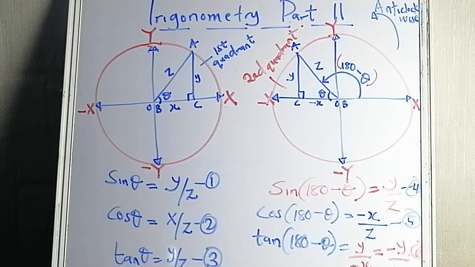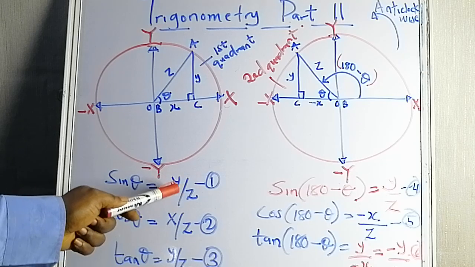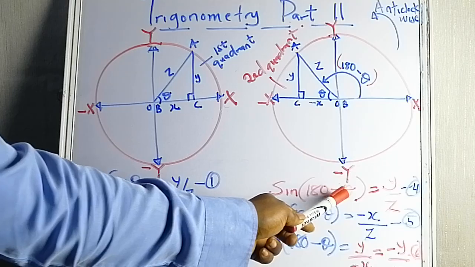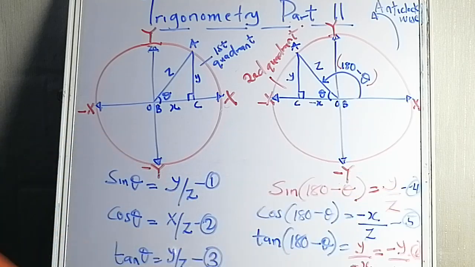Now if you look at this very well, from equation 1 to 6, you see that something is common. Look at equation 1 to 6, for first quadrant and second quadrant. Sin theta equals y over z. Sin 180 minus theta equals y over z. Very simple. All you just need to know is where the first, second, third and fourth quadrants are. In this case, we are dealing with first and second quadrants.